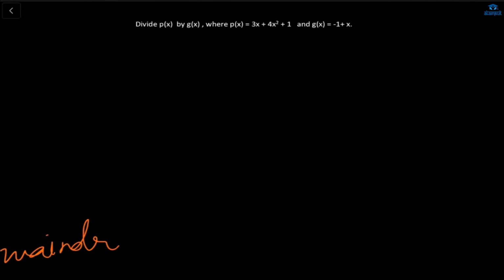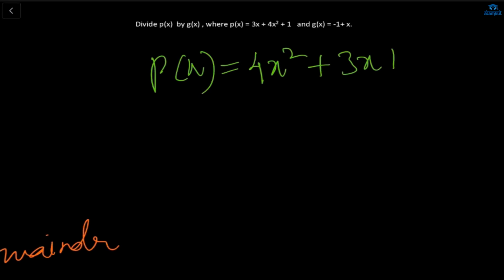Okay, fine. Now your first question is divide px by gx, where px is 3x plus 4x square plus 1. So your first thing is that you have to rearrange the value of px from the highest degree to the lowest degree. That will be 4x square plus 3x plus 1. Okay, now gx is what? The gx value will be x minus 1. Understood, everybody?